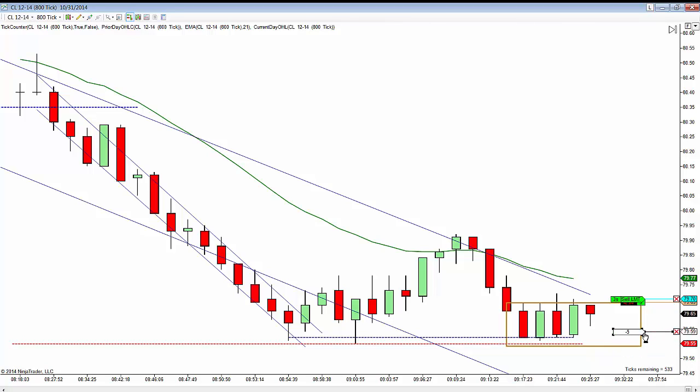And I didn't like that entry based on this overlap or this pattern. So that's why I tightened up the stop. I was trying to get out with a scratch, and in fact, it came back and took me out for a small loss. I think I lost 10 ticks on that one on the three contracts.